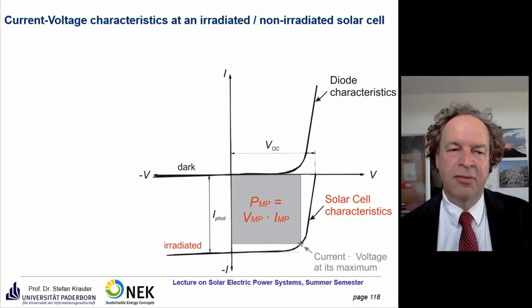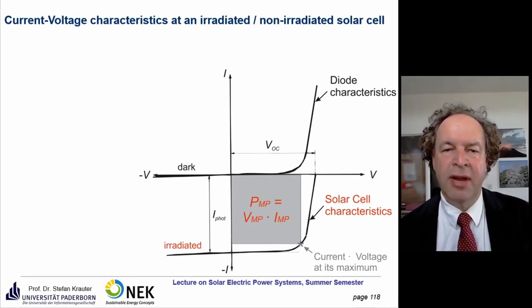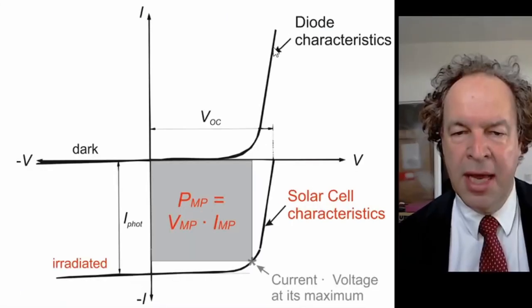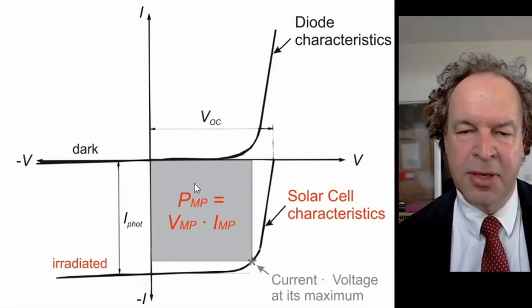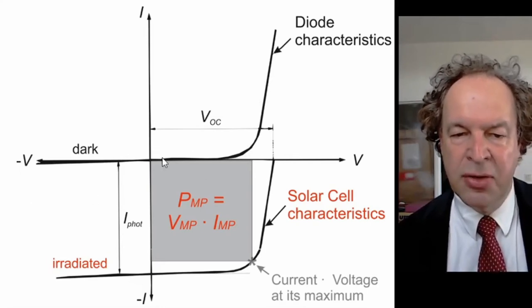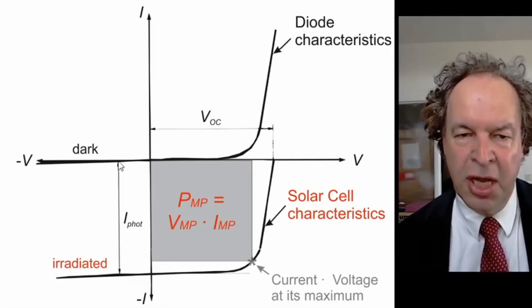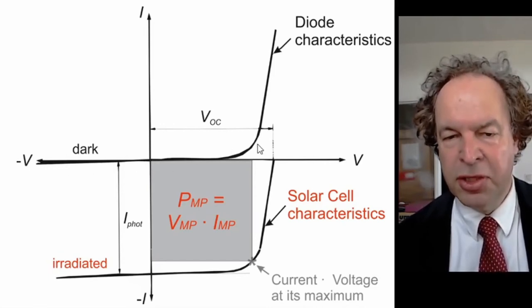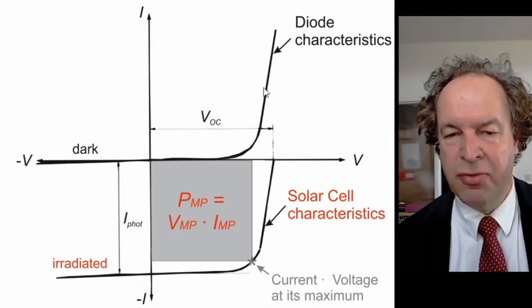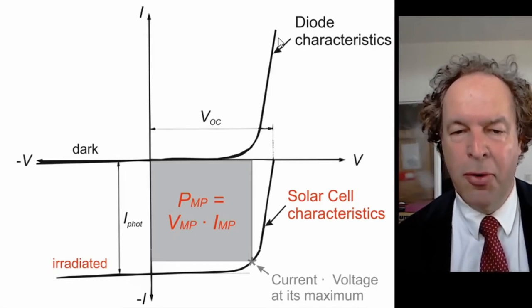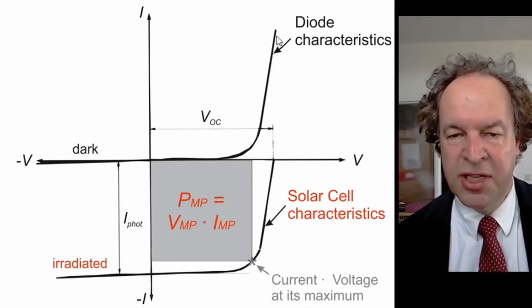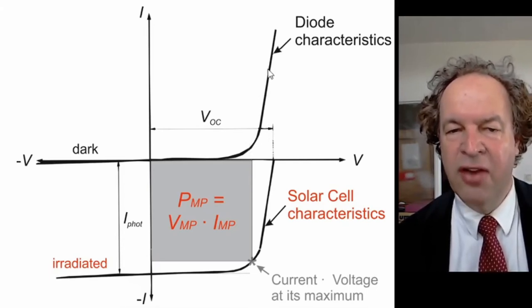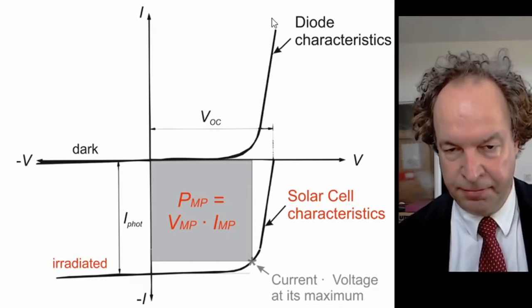This is the current-voltage characteristic of an irradiated and of a non-irradiated solar cell. What you see here at a non-irradiated solar cell is a typical diode characteristic. If you apply a negative voltage, current is almost zero. If you go to a positive voltage, after you reach a certain threshold, which is in the vicinity of 0.6, 0.7 volts for silicon diodes, the diode starts to conduct and we have a flow of current.